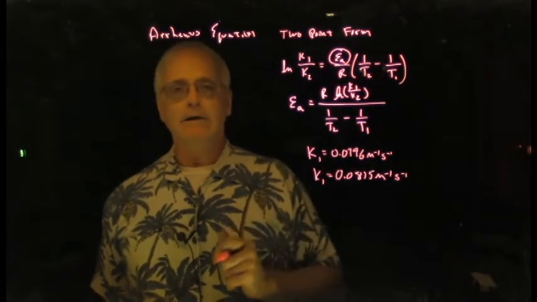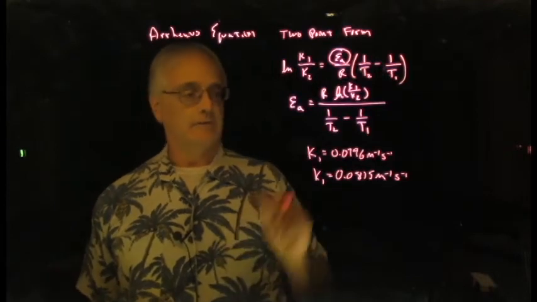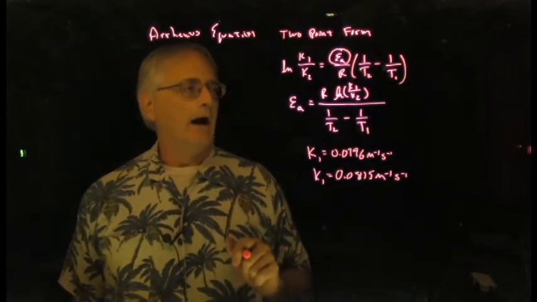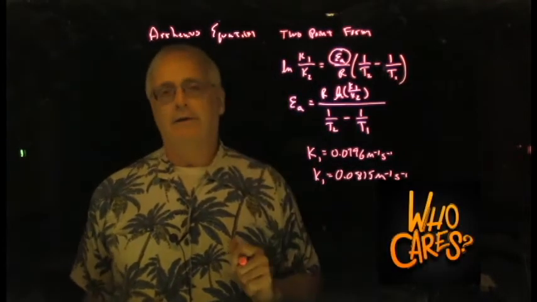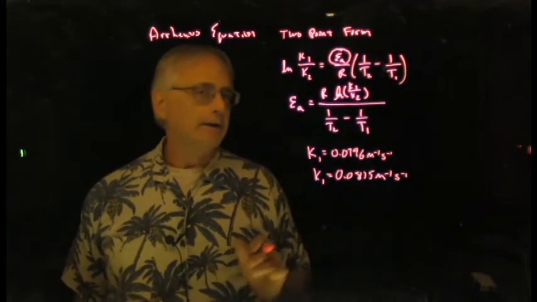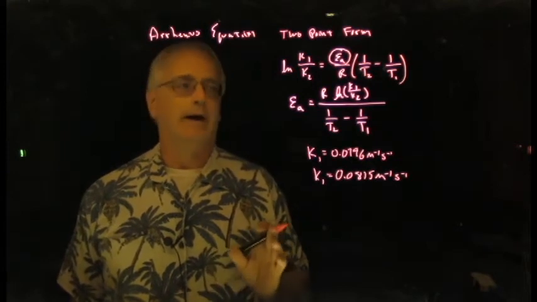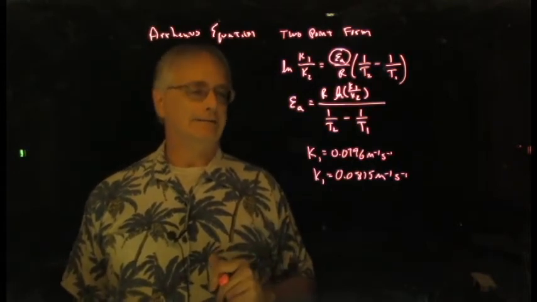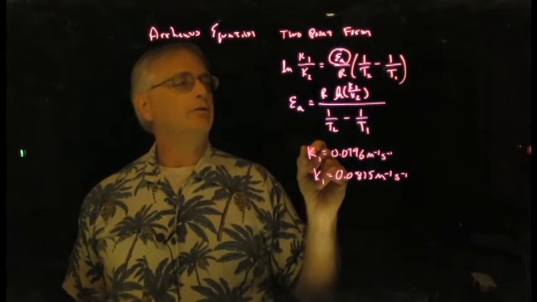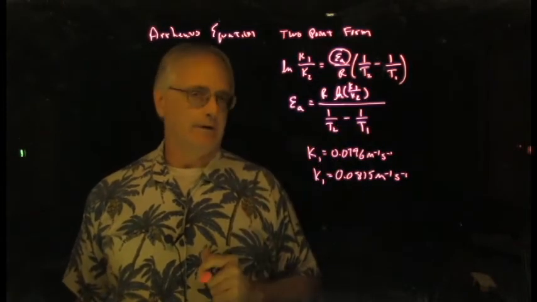Now, they tell us right in the problem that these are second order rate constants. Who cares? This Arrhenius equation works for any type of reaction. First order, second order, 0 order, does not matter. So that's a bit of extraneous information here. But we have our 2 rate constants. We have that part taken care of.